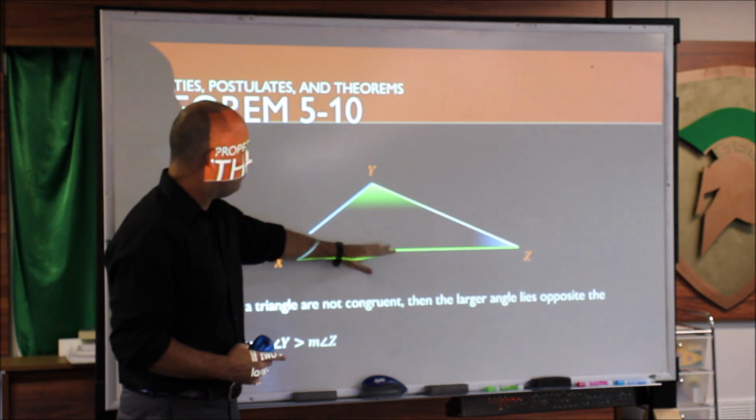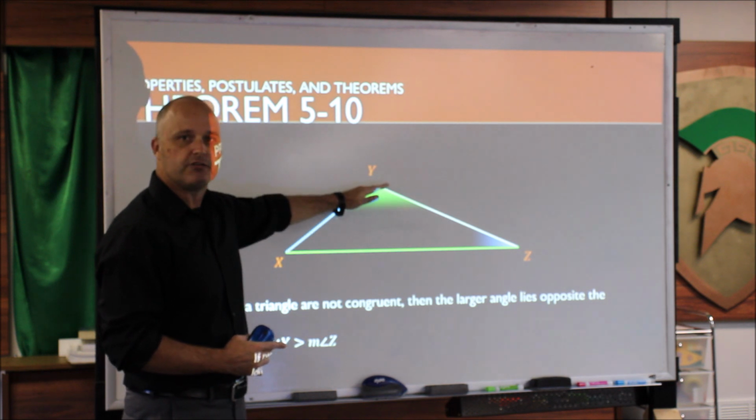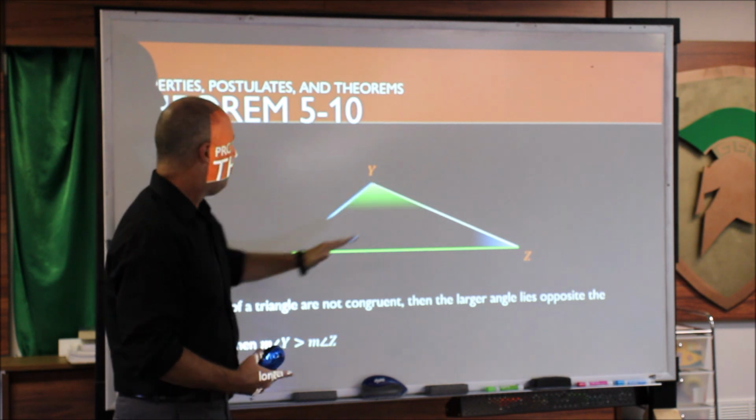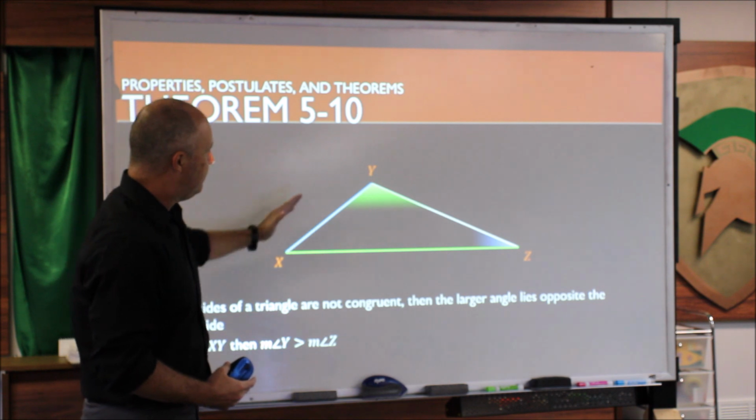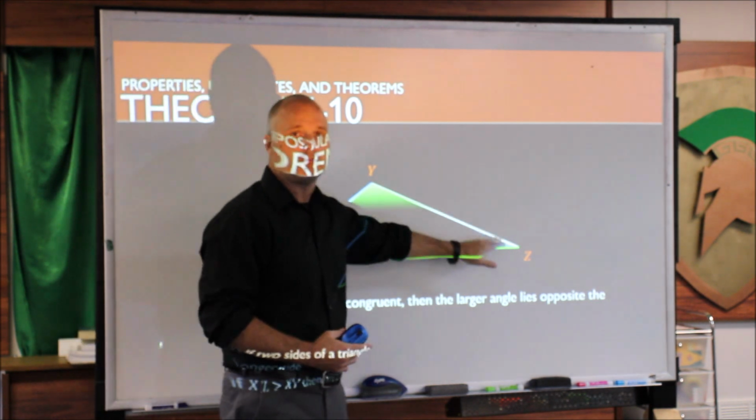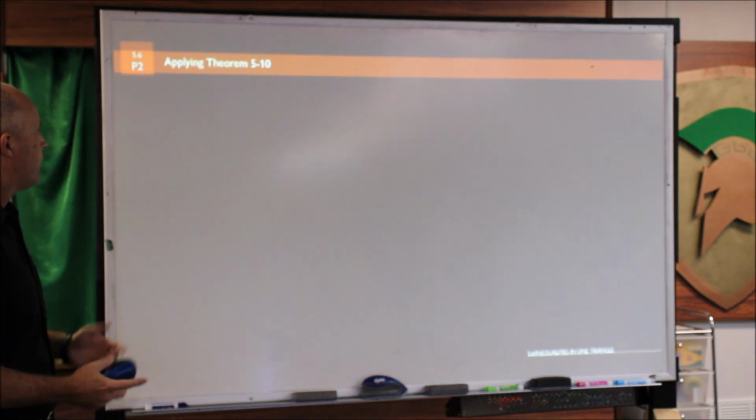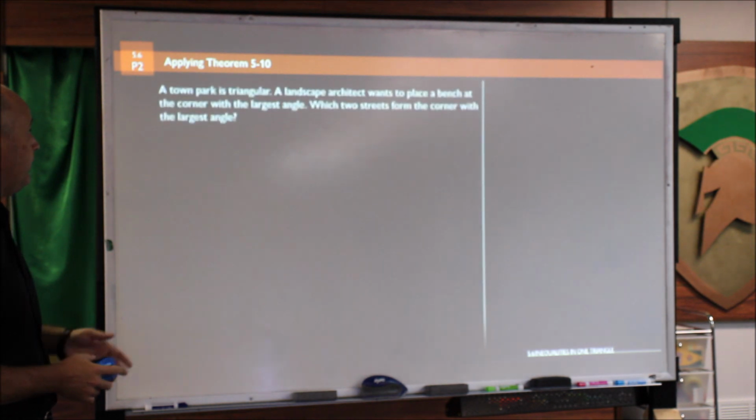Because since we're going to assume that this is the longest side, that means that it's across from the biggest angle, or the largest angle. Since this is what appears to be the shortest side, that means it has to be across from the smallest angle. Now again, we're going to take a look at how can we apply this with a problem in the book.